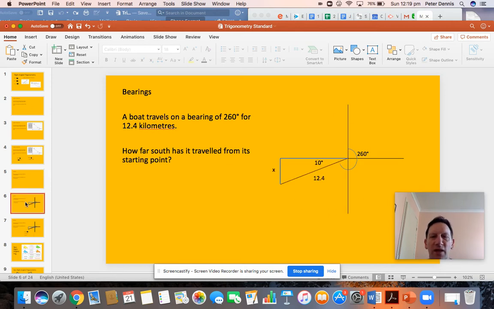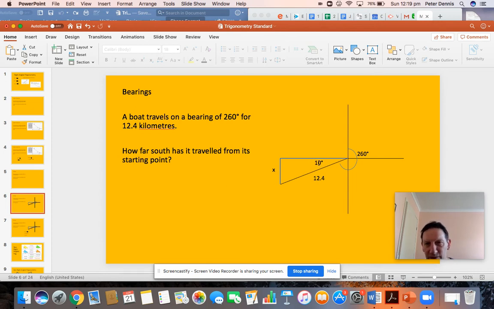So again, once you've drawn the picture, we know this is the 12.4. What's this angle? It's 10 degrees. And this is what we're trying to find, how far south. Now, you may have drawn a different triangle. You may have drawn this triangle in here, and this is your x. It doesn't matter. This angle obviously would be 80 degrees then, because this is a right angle. You get exactly the same thing.